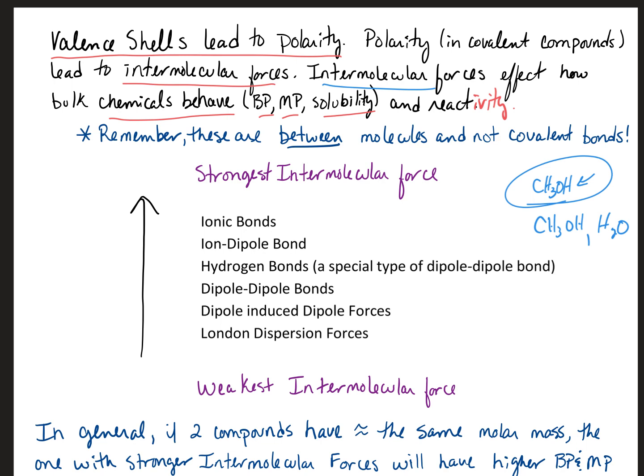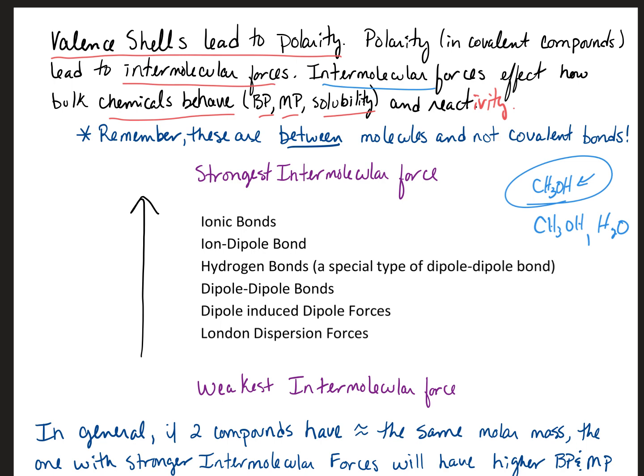So when we have stronger intermolecular forces, then we have higher boiling point and melting point. In general, if you're talking about compounds that are about the same size, then we have a higher boiling point and melting point. Now, if you've got the same type of intermolecular force, there's different stuff that we have to consider then. So I'm not talking about that. I'm saying in general, okay?